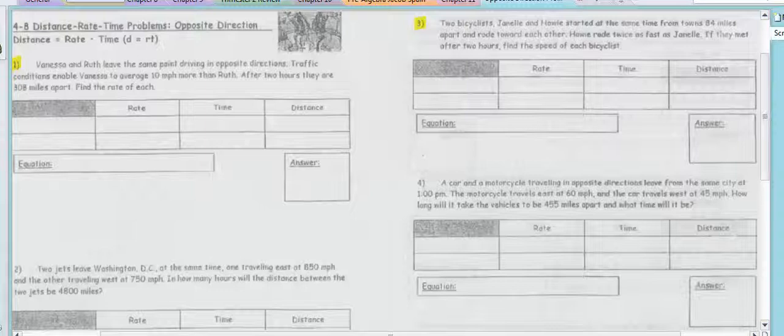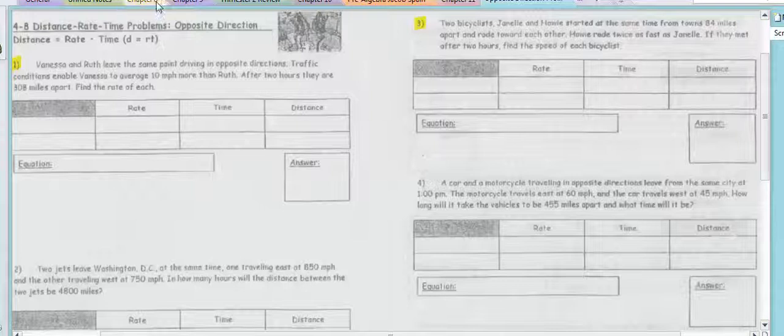Vanessa and Ruth leave the same point, driving in opposite directions. Traffic conditions enable Vanessa to average 10 miles per hour more than Ruth. After 2 hours, they are 108 miles apart. Find the rate of each.